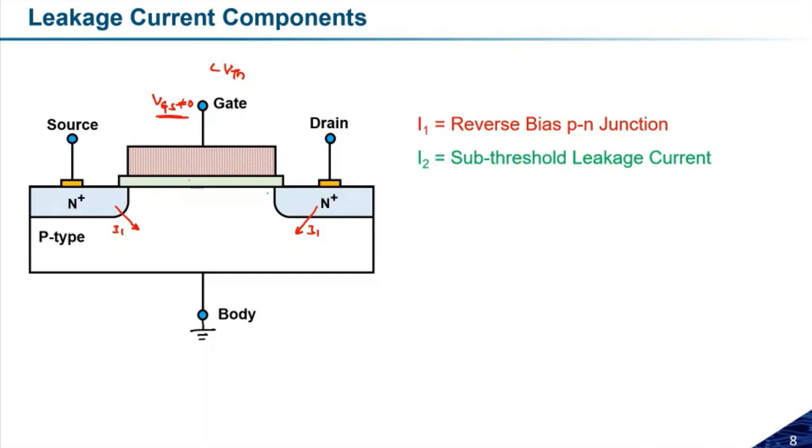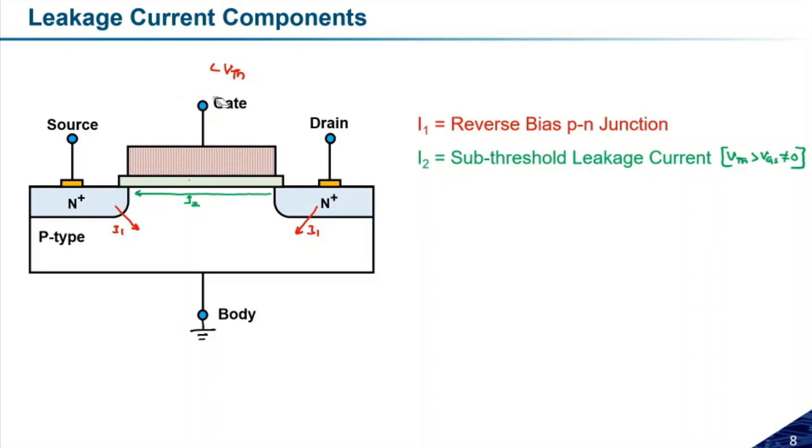So the subthreshold leakage current will flow between this one if the VGS is non-zero and less than VTH. Yeah, let me write it properly: VTH is greater than VGS and VGS is non-zero. So this is the condition for subthreshold leakage current. Okay, so this is all about the subthreshold leakage current.